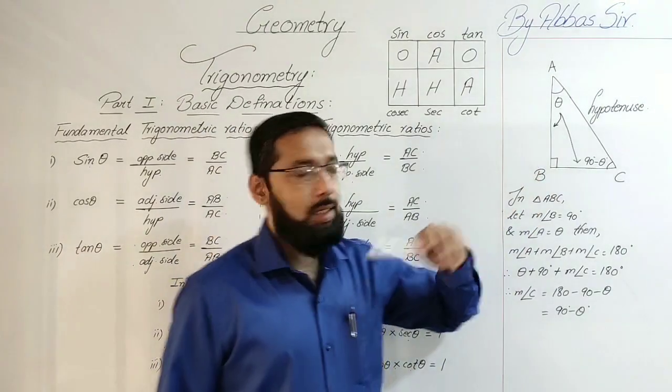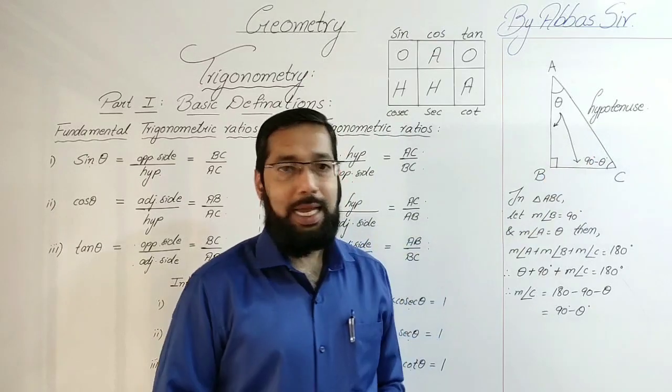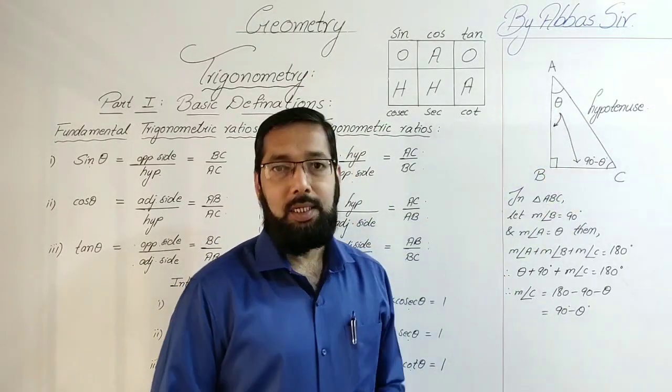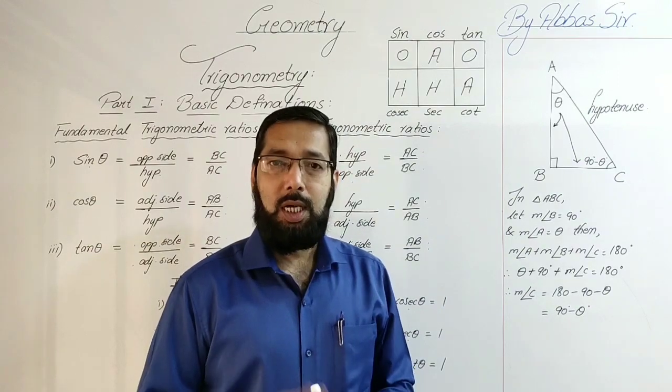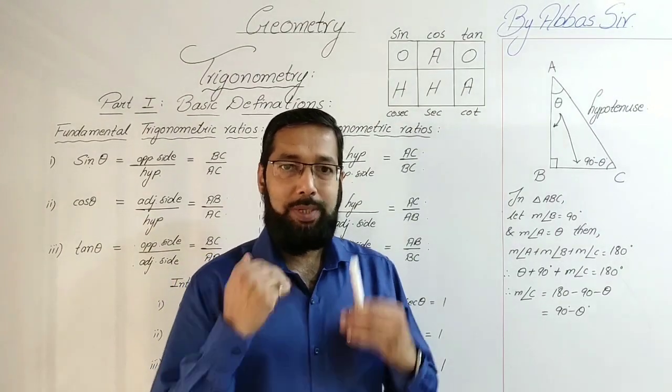Also, in a right angle triangle, we know that the side opposite to the right angle is the hypotenuse. Therefore, in triangle ABC, side AC is the hypotenuse. This was a brief introduction of a right angle triangle. Now let us come back to our trigonometry.